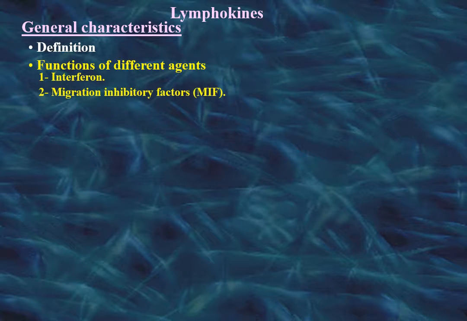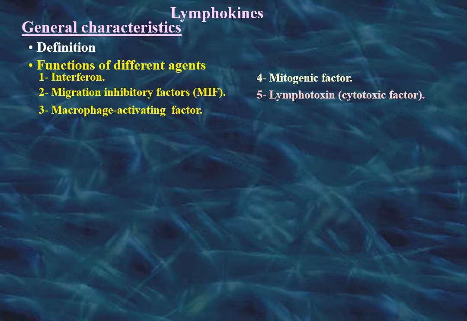Migration inhibitory factors are agents which condense macrophages at the site of infection and inhibit their migration. Macrophage activating factor stimulates the activity of macrophages. Mitogenic factor induces lymphocytic mitosis, growth and differentiation. Lymphotoxin is a cytotoxic factor to lymphocytes and other cells. Also, they contain different factors that increase vascular permeability.